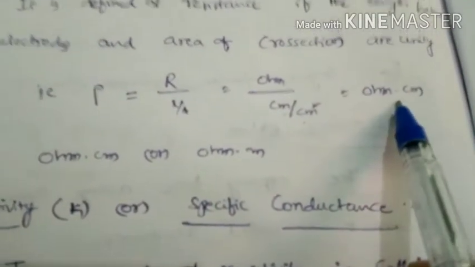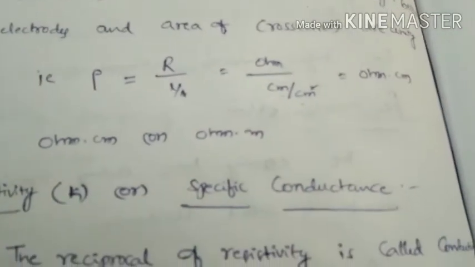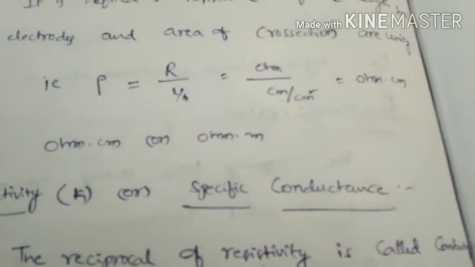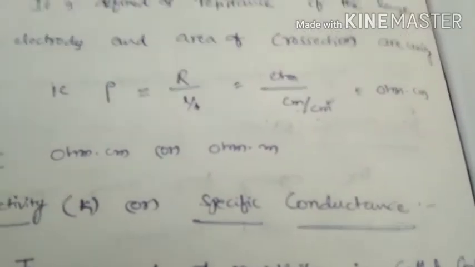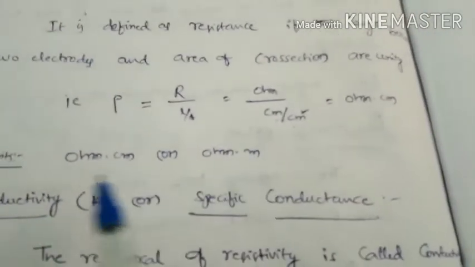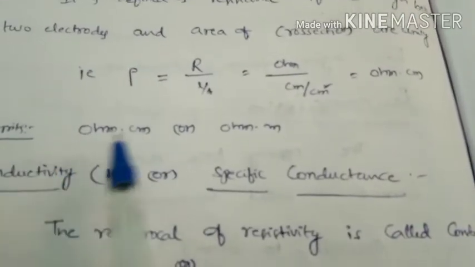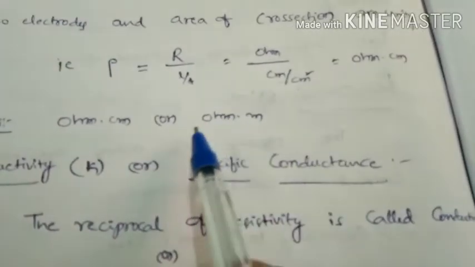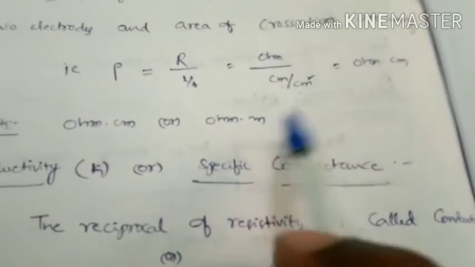These are the dimensions. These are very important for 1 mark questions. What are the dimensions for resistivity or resistance? They may ask such type of questions. Next, in case of SI system, ohm into meters.